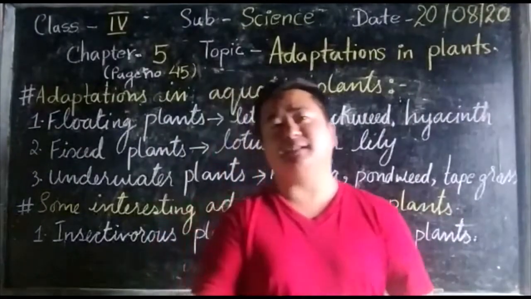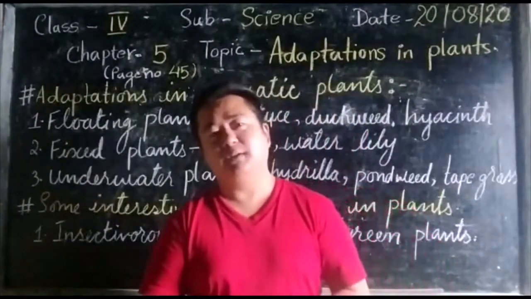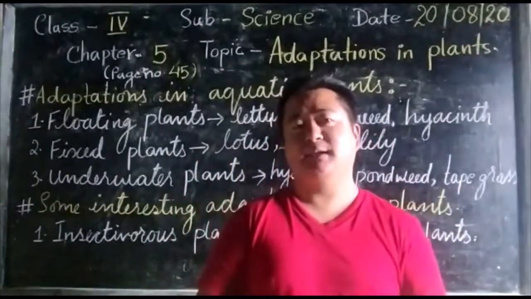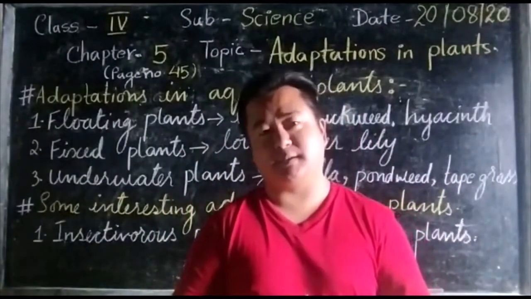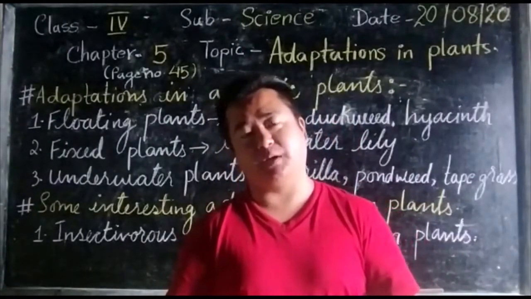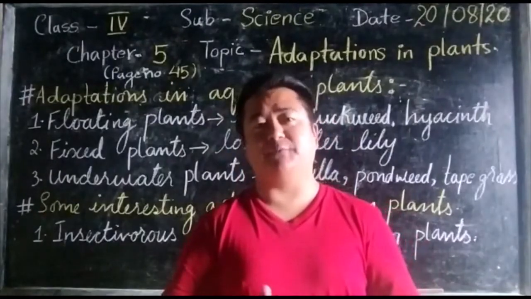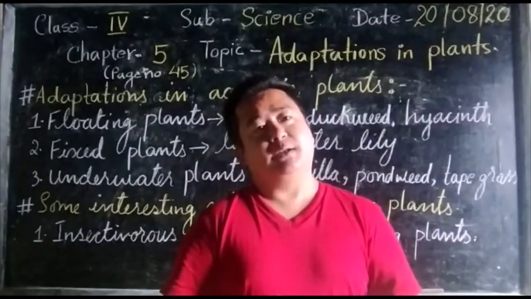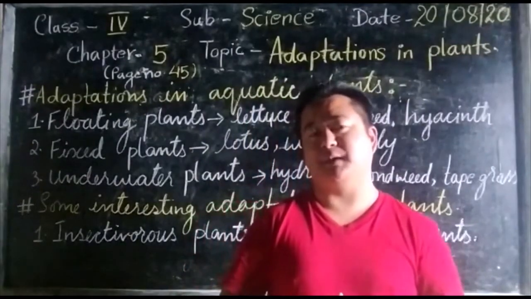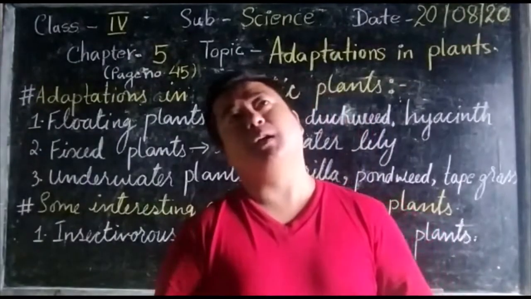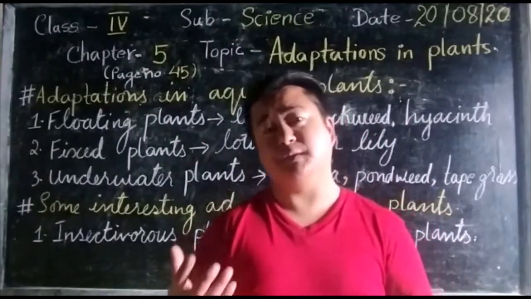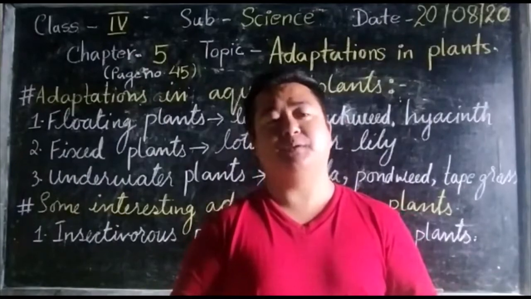Since we have already started chapter 4, the topic is adaptation in plants. Already we have discussed how plants adapt, and what are the factors that influence the adaptation in plants. And in the last video we discussed the adaptation in terrestrial plants, how different plants found in different regions adapt.